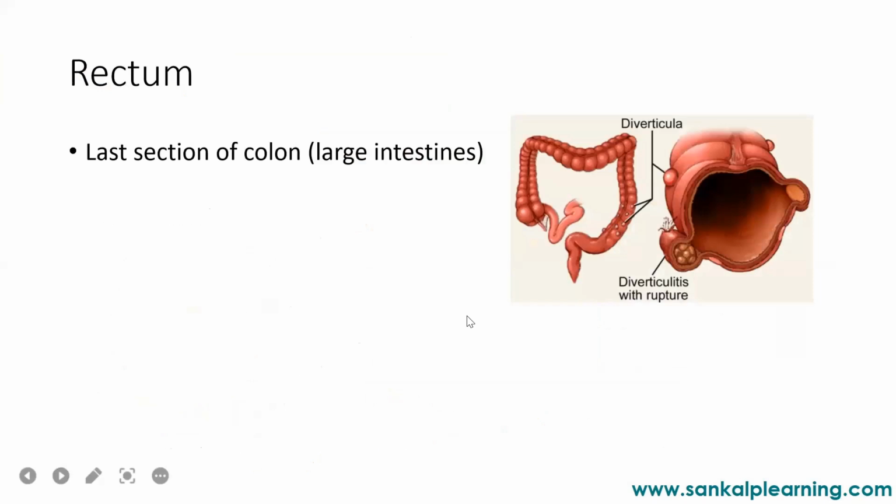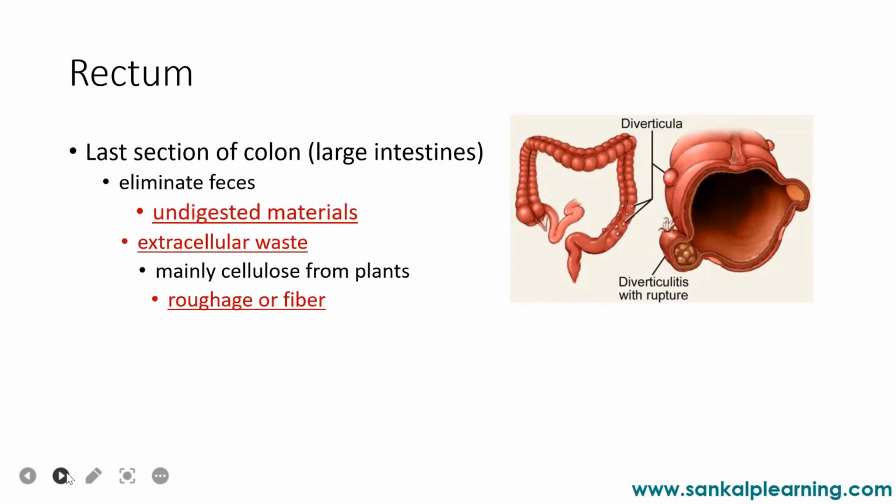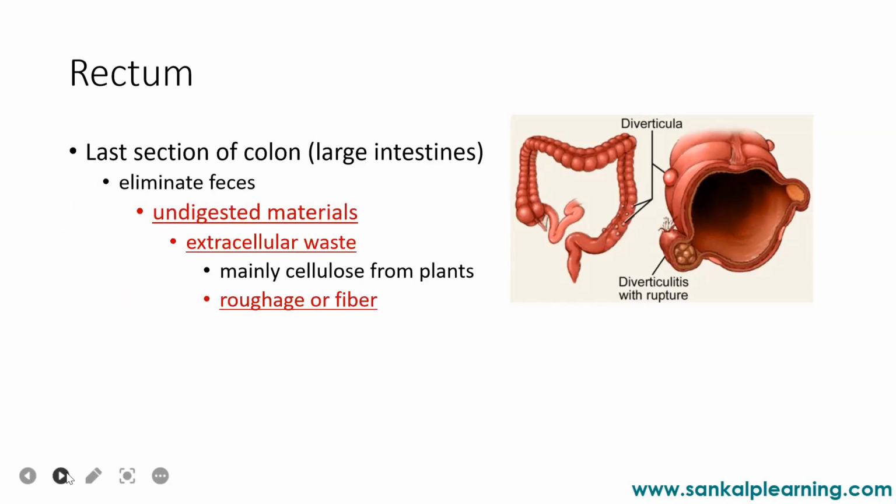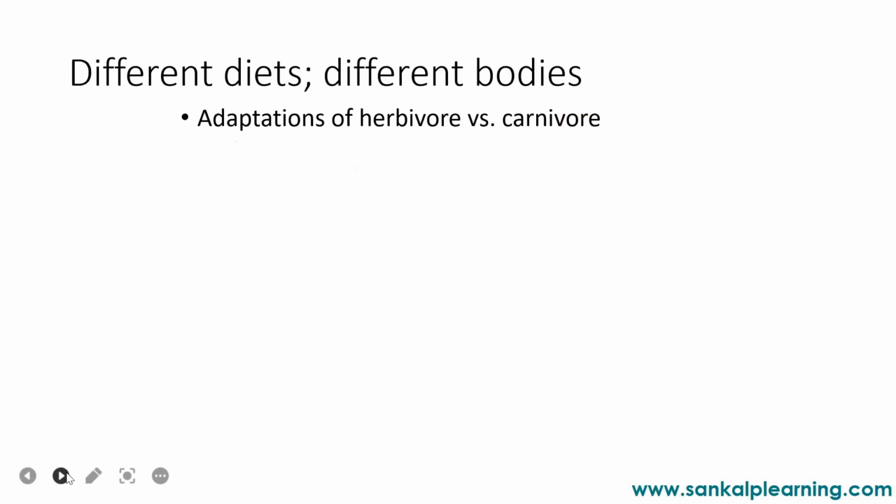The last section of the large intestine is the rectum. Here it eliminates the feces. Undigested materials will be stored, extracellular waste will be stored, mainly cellulose from the plants will be stored as undigested material, and roughage of fiber. It also contains some masses of bacteria.